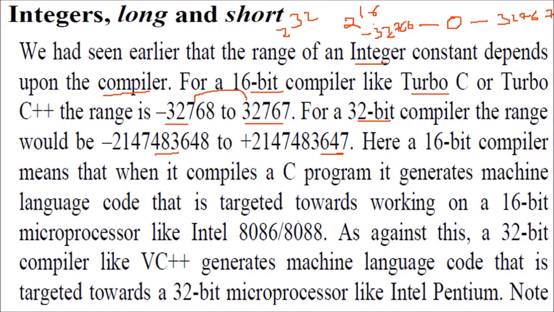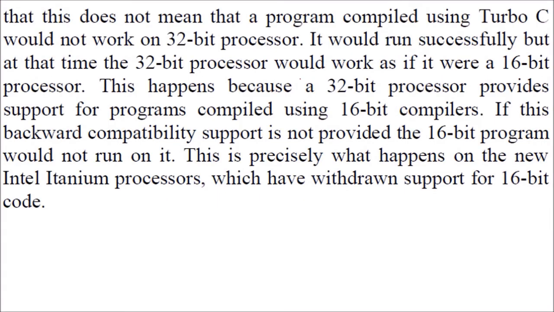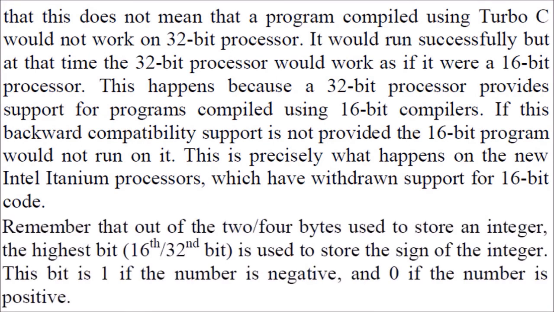So whenever we are dealing with a 16-bit microprocessor like this Intel, when this C program generates machine language code, it is targeted toward working on a 16-bit microprocessor, as we said, 8086, 8088. But if you are making a program in VC++, the 32-bit compiler, this generates a machine code which is targeted towards a 32-bit processor like the Intel Pentium. So this means that a 16-bit will work on 32-bit, 32-bit on 64-bit, but the backward compatibility is not there. Means if you have made a 32-bit program, it's highly unlikely that it is going to run on 16-bit.